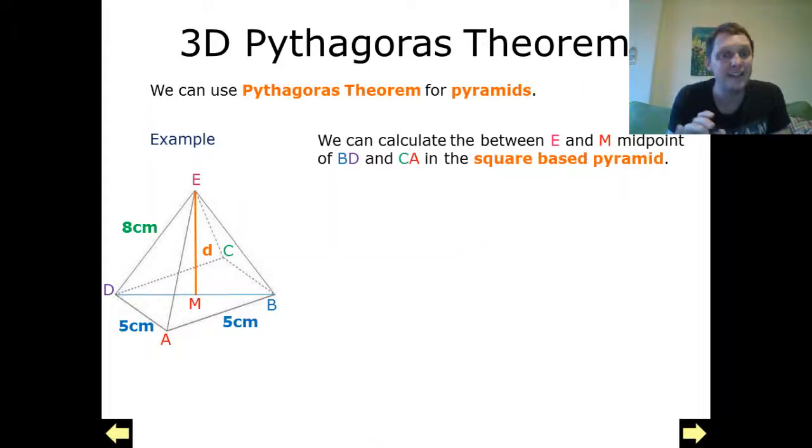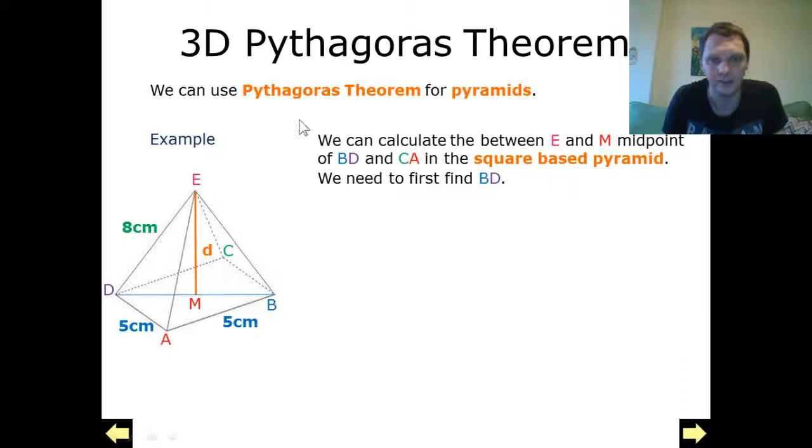With pyramids, this is slightly different, because we could calculate between E here, which is the very, very top, and M, which is the midpoint of B and D, and also between A and C. So it's in the very center. If we were to connect the corners, it'll be on the very center of the diagonals. This is a square base pyramid, but of course this would work with a rectangular base pyramid as well.